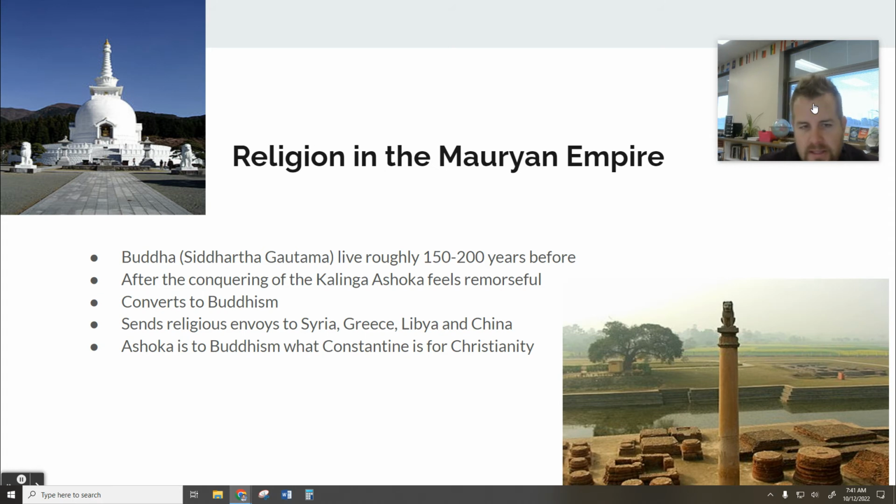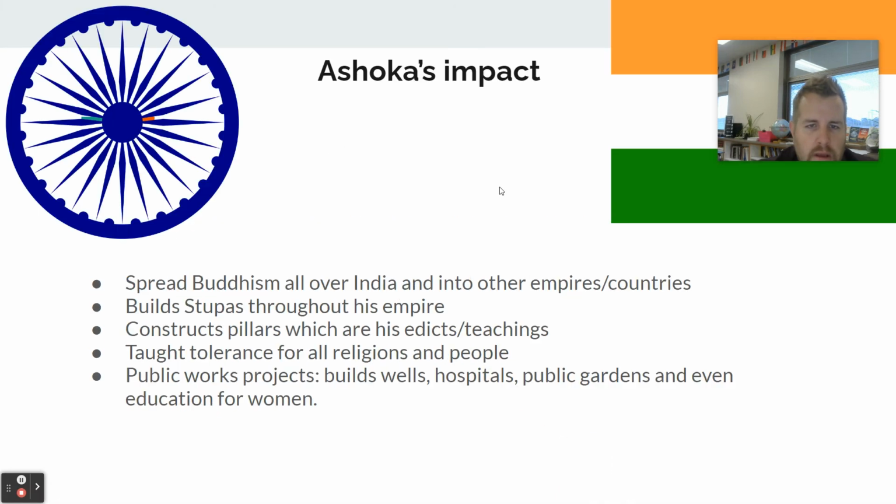There we go. So after this large battle in Kalinga, Ashoka feels horrible for all the death that he caused, and then he kind of converts to Buddhism to hopefully atone for those problems. Sends envoys or messengers to Syria, Greece, Libya, and China to spread the word of Buddhism. So Ashoka is to Buddhism what Constantine is for Christianity. Constantine was that emperor in Rome.